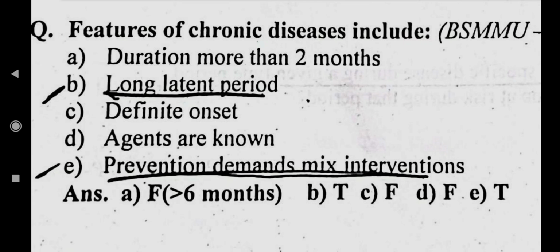Features of chronic diseases include: true answer, long latent period, prevention demands mixed interventions. False answer: duration more than 2 months, definite onset, agents are known.